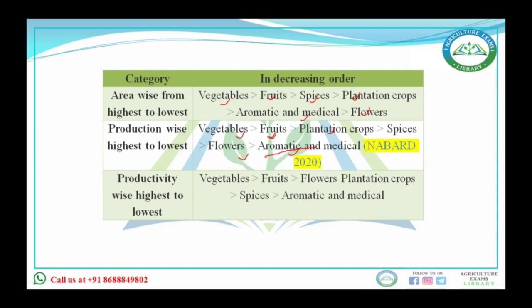This was actually asked in NABARD as well as the IBPS AFO 2018-19. Productivity: vegetable is highest, then fruits, then flowers, then plantation crops, then spices, then aromatic and medicinal. Okay.